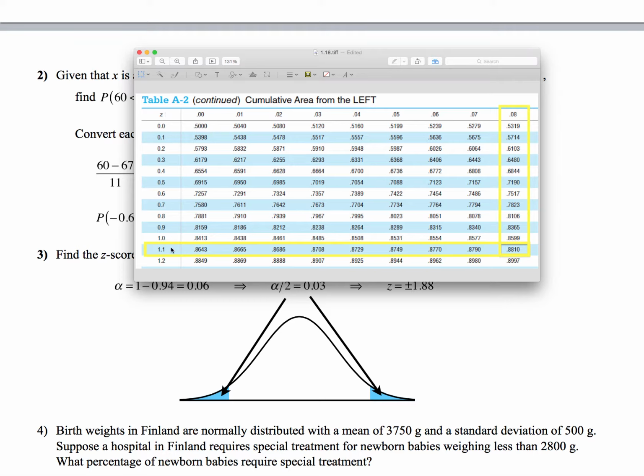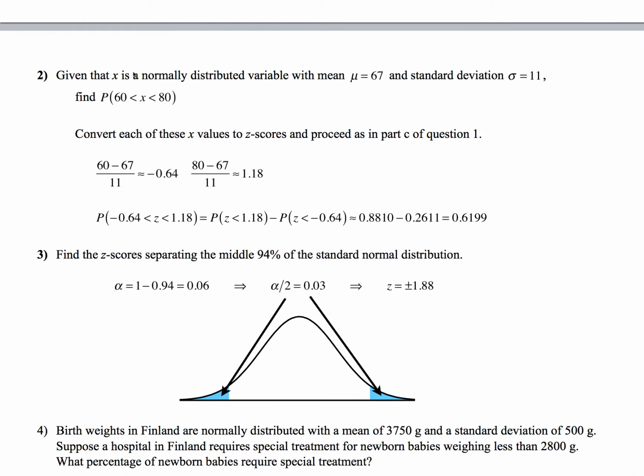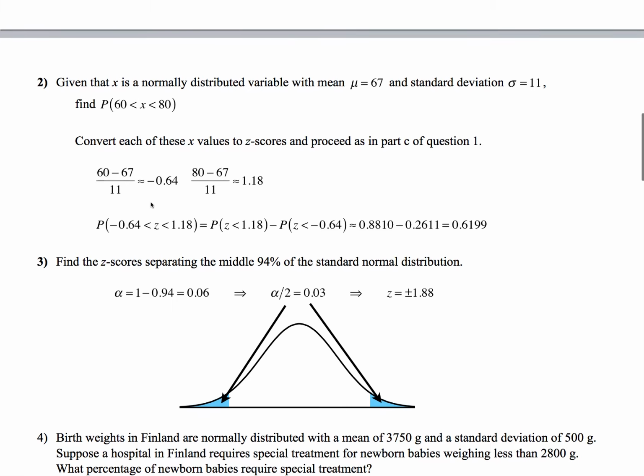So here in the z column we go to 1.1, and for that hundredths digit we go to the 0.08 column. That intersects at 0.8810. So that is the probability that z is less than 1.18. It's the larger value, the larger area. Then we subtract the smaller area corresponding to a z-score of negative 0.64.